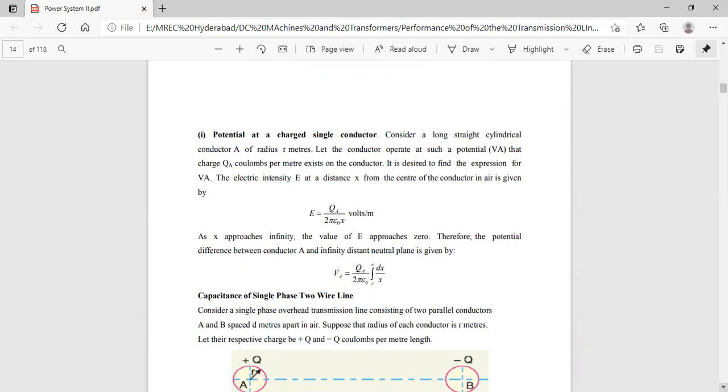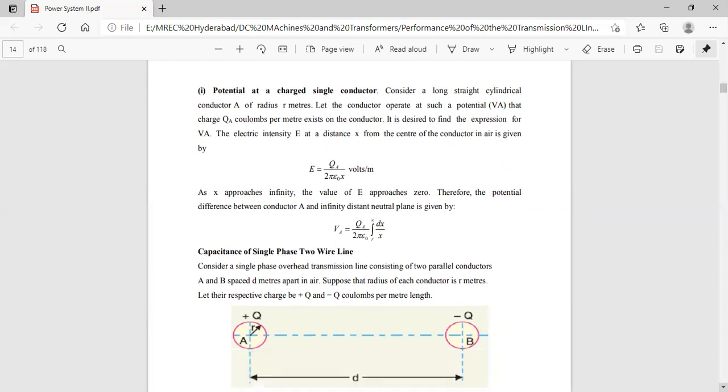So already we know that the electric field intensity E is equal to QA divided by 2 pi epsilon naught times X volts per meter. As X approaches infinity, the value of E approaches 0. Therefore, the potential difference between conductor A and the infinitely distant neutral plane is given by VA = QA divided by 2 pi epsilon naught times the integral from R to infinity of dx divided by X. So this is the potential at point A due to the charge flowing through the conductor A, otherwise due to one conductor.